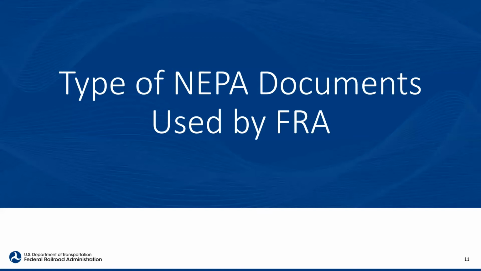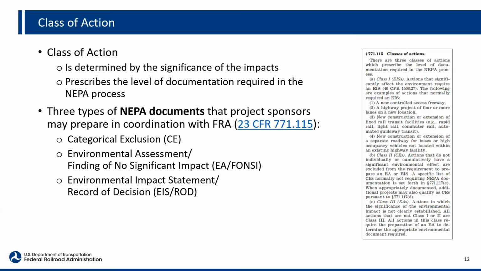So next we'll go into a little bit more detail on the different types of NEPA documents that are used by FRA. Next slide, please. We call these different classes of action, and the different classes of action are determined by the significance of the impacts from the project. So depending on the anticipated level of impacts, that prescribes what level of NEPA documentation is required as part of the process. And so we have three types of NEPA documents that project sponsors may prepare as you're coordinating with FRA.